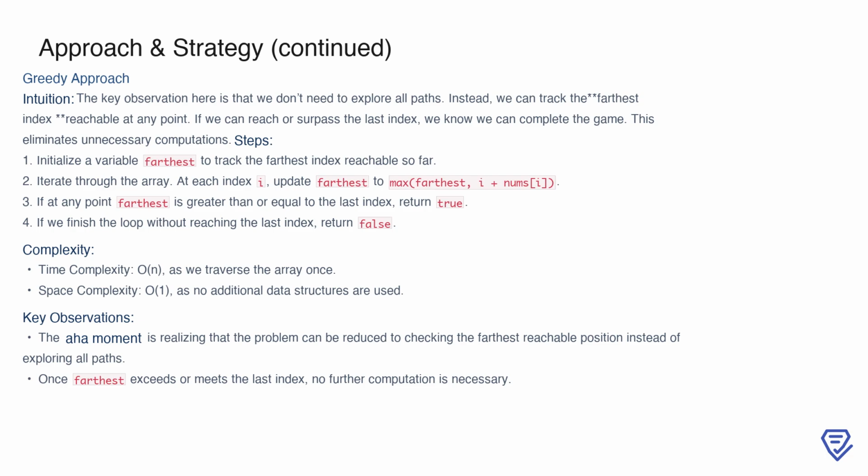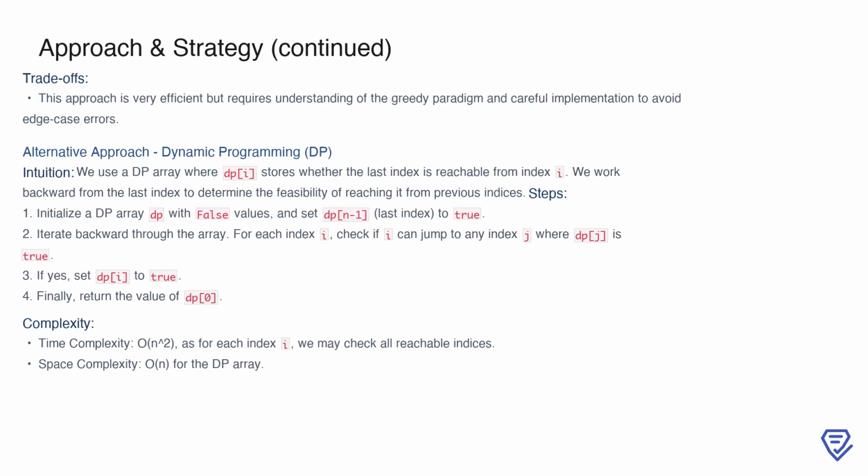The key takeaway here is that by focusing on the farthest reachable index, we avoid the complexity of exploring all paths. Although the greedy approach is highly efficient, it requires a good understanding of the paradigm and careful handling of edge cases. An alternative is the dynamic programming approach, which provides a more systematic solution.